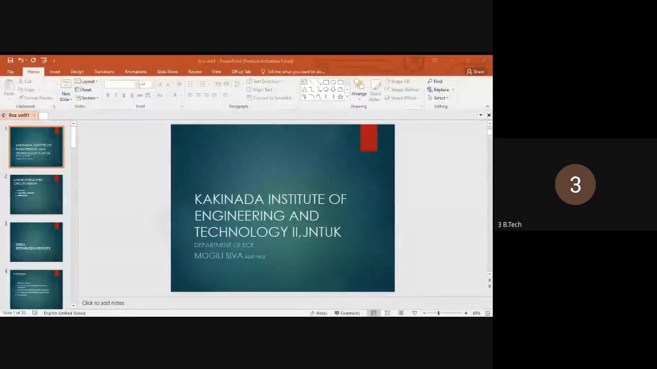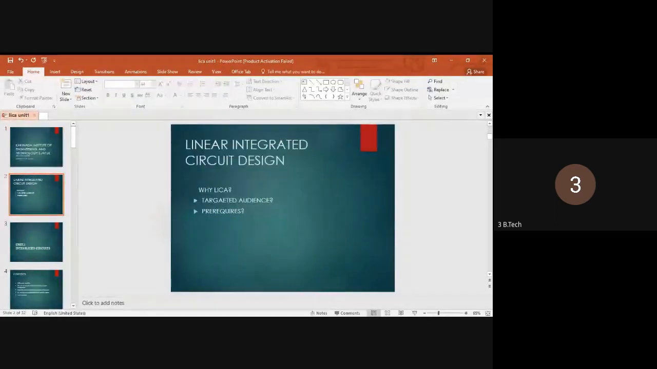So what are the different types of transistors? We have BJTs, FETs and MOS transistors. The different types of BJTs, bipolar junction transistors, are only the PNP transistor and the NPN transistor. And we have different types of FETs. FET is nothing but field effect transistor.